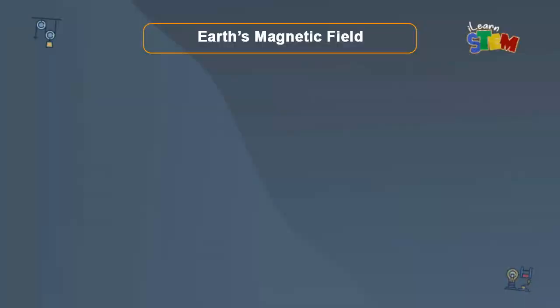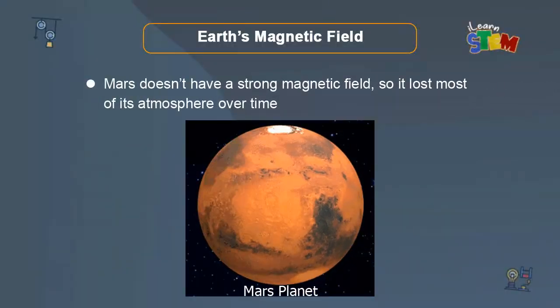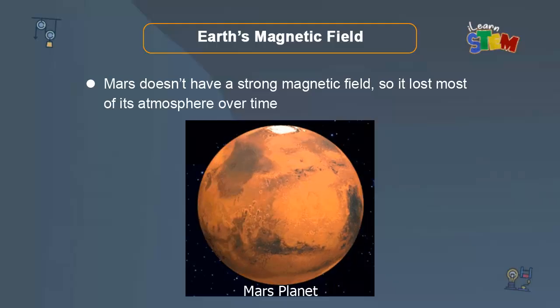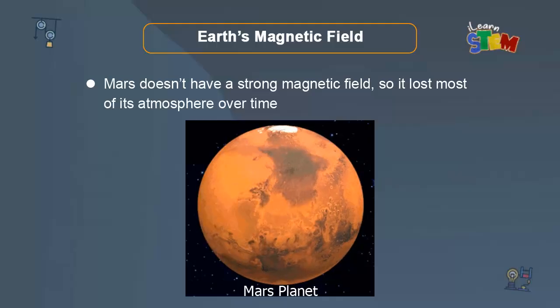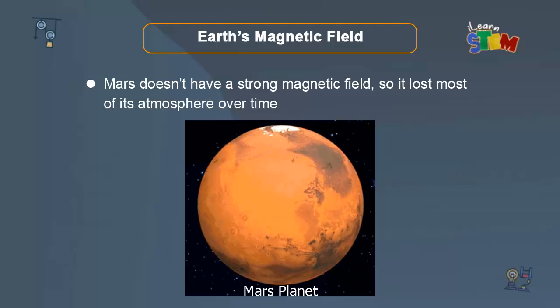survive here. For example, Mars doesn't have a strong magnetic field, so it lost most of its atmosphere over time. That's one reason Mars cannot support life as Earth does. So, thanks to Earth's moving liquid core and its magnetism, our atmosphere stays safe, and life can thrive.